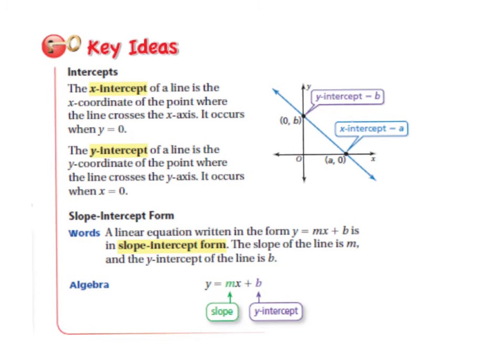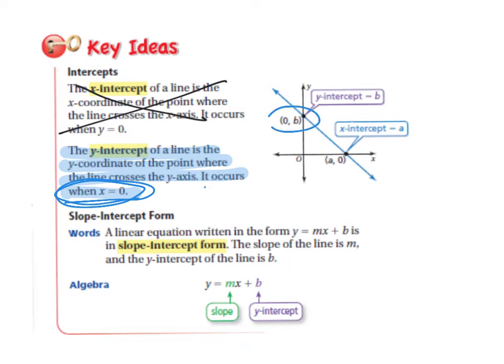Then we have the y-intercept. For our purposes, we do not need the x-intercept. We do need the y-intercept. The y-intercept of a line is where it crosses the y-axis, and it occurs when x equals 0. And this is going to be an important piece right here, when x equals 0.